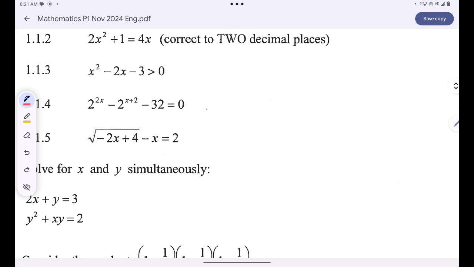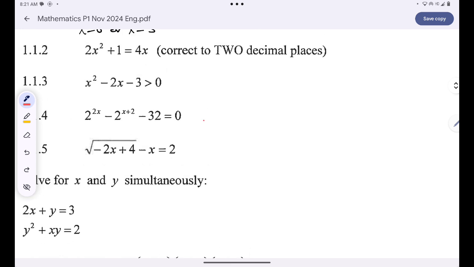I must make sure that everything is in standard form. I already have everything in standard form. Secondly, the value of a should be positive. If possible, I should make it equal to 1. Over here, the value of a is positive and it is equal to 1. So it's easy for me to then move on and factorize. Now, remember, I'm given x squared minus 2x minus 3 is greater than 0.